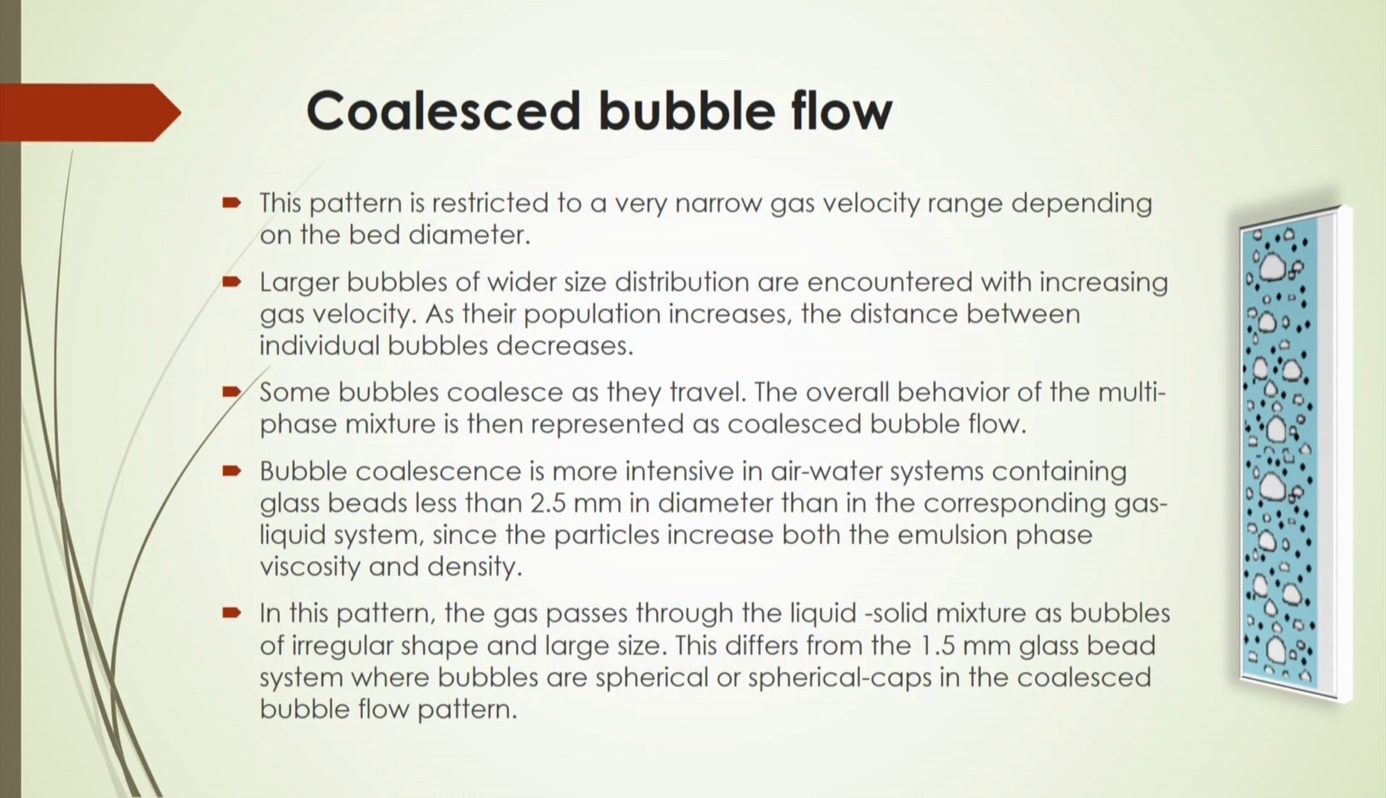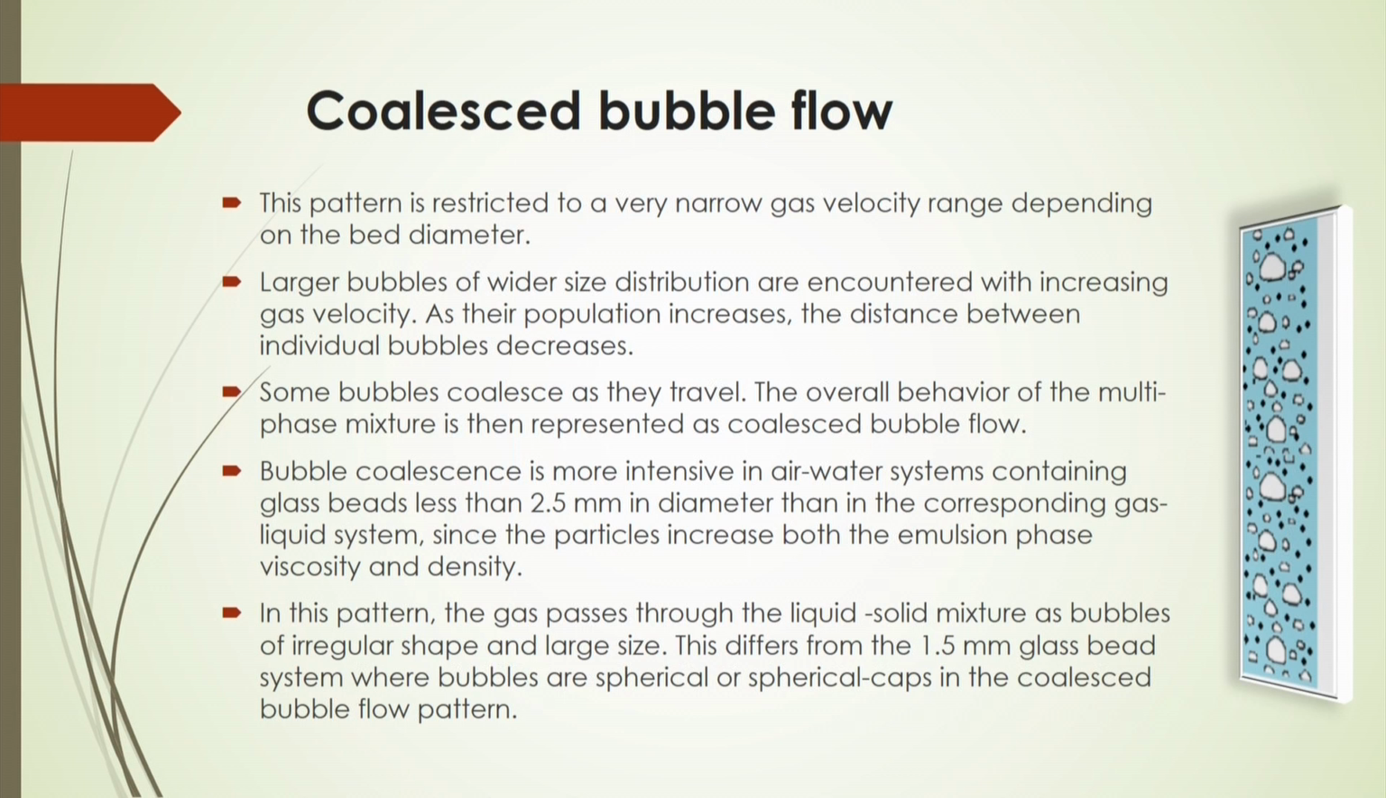Coalescence bubble flow, in this case this flow pattern is restricted to a very narrow gas velocity range depending on the bed diameter. Now, larger bubbles of wider size distribution are encountered with increasing gas velocity. As their population increases, the distance between individual bubbles decreases.